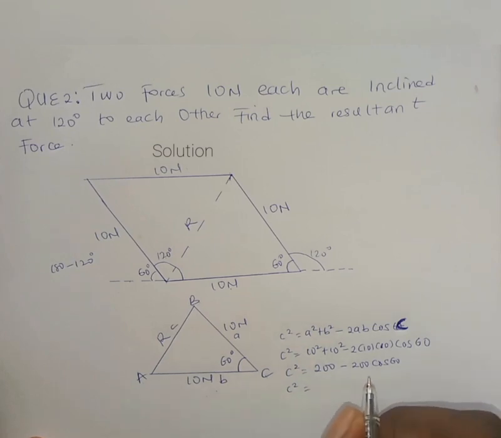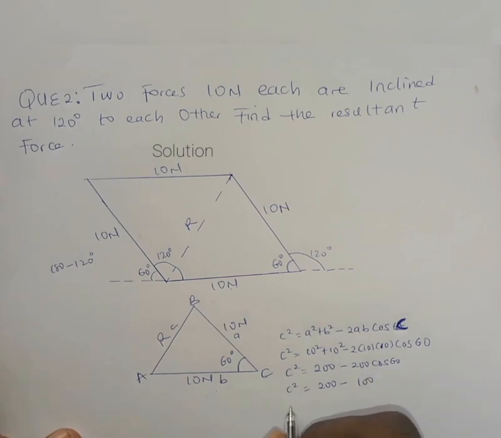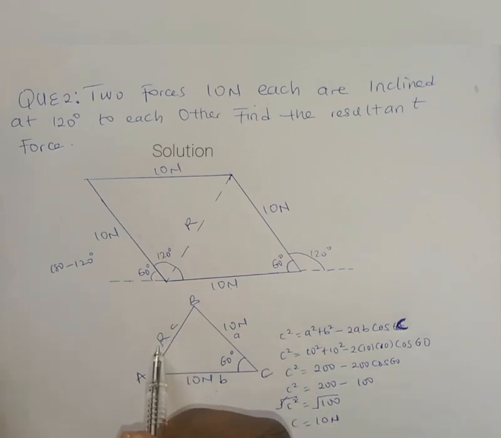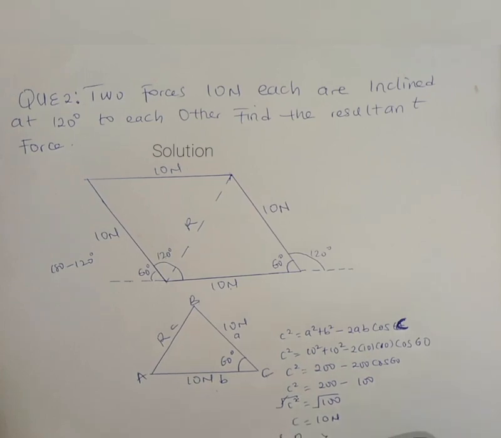Now if you punch 200 cos 60 in your calculator, what do you have? 100. So c squared equals 200 minus 100, which is 100. Take the square root of both sides to get side c. c equals 10 Newton. So you know your side c is your resultant. So our resultant R equals 10 Newton. So this is how to calculate this question. So simple as that.